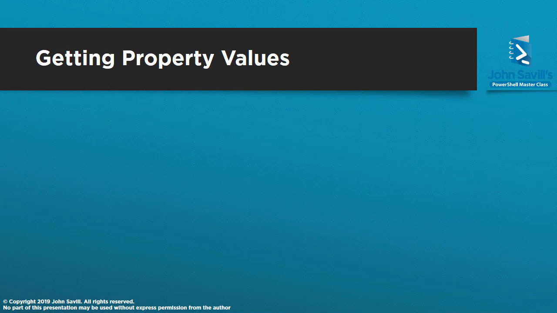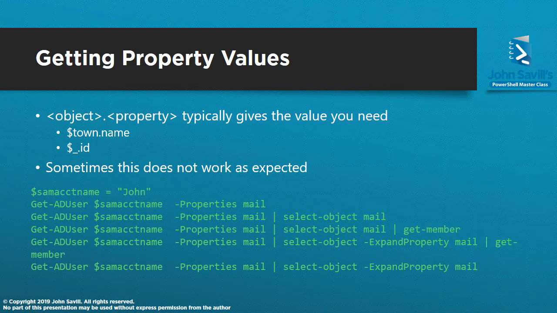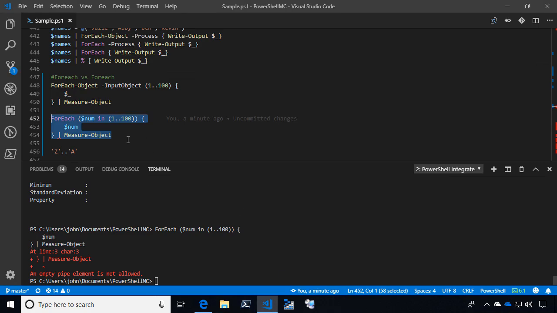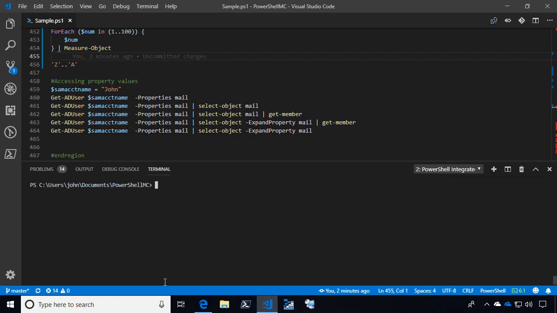Now, what about getting property values? Often you're going to see $object and then the property. So I can do the dot to get to an attribute, get to a method. So I can see $town.name, $pastobject.id. But sometimes it's not going to work as expected. And I just want to walk through this example. Now I'm using Get-ADUser, and I don't actually have that available on this machine.